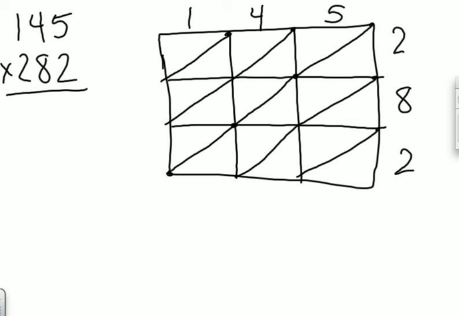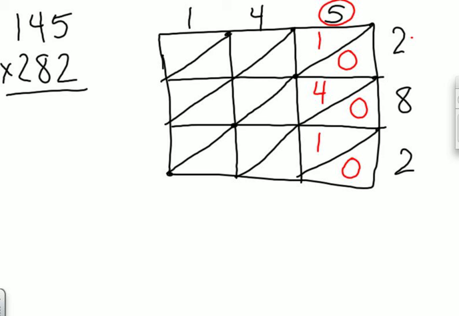Okay, so the next part is now I need to multiply. I'm going to start with the first column, which is a 5, and I'm going to multiply it by each of the rows. So starting with the first row, 5 times 2 is 10. So I'm going to put it in the box that matches up both of those. 5 times 8 is 40. 5 times 2, again, is 10.